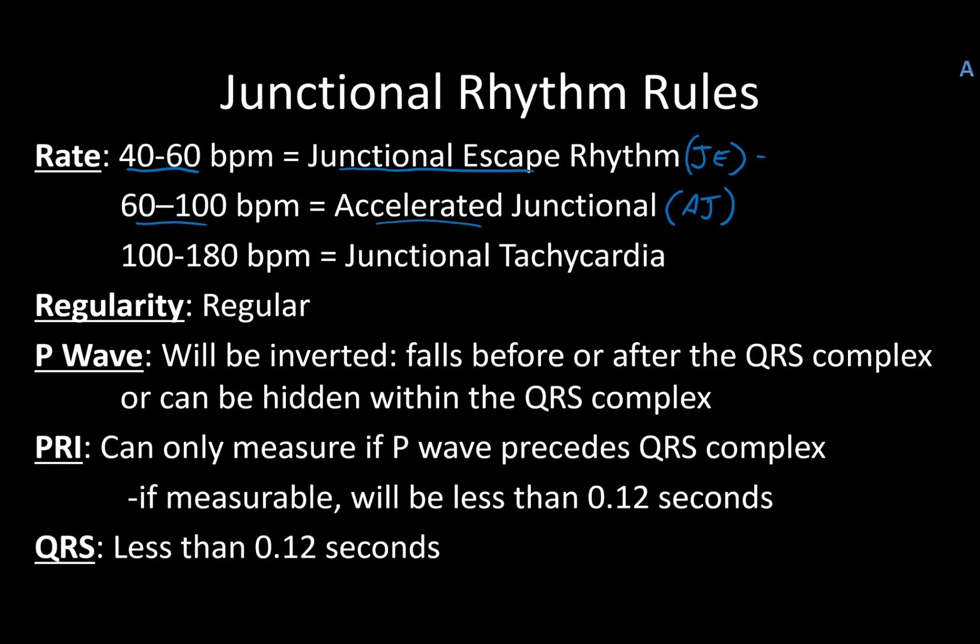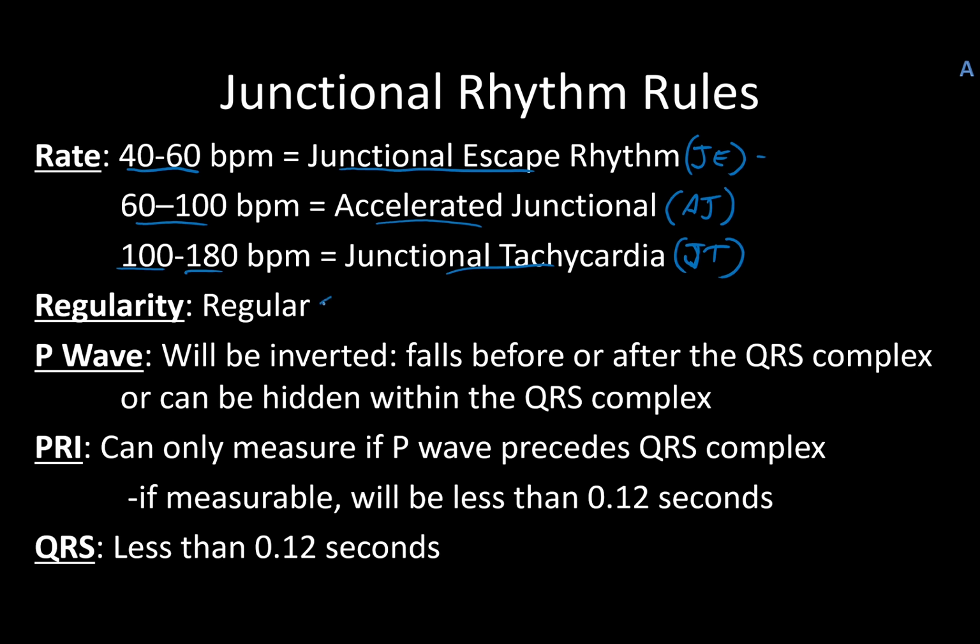And then finally, following the same rules as sinus rhythm or atrial rhythms, if it goes faster than 100, we call it tachycardia. So sinus tach, atrial tach, junctional tachycardia. So when it goes faster than 100, usually tops out around 180, we call that junctional tachycardia, or JT. That's a poor looking J. There we go.